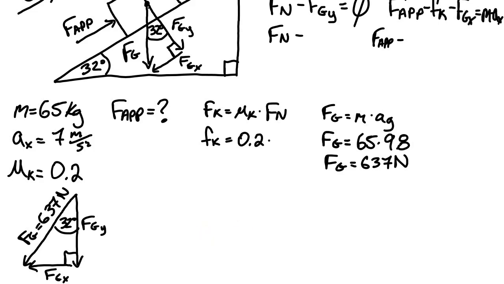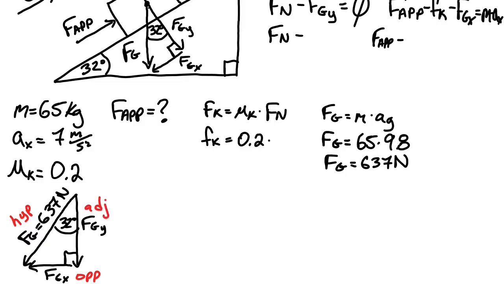Okay, and so we have this one part of the triangle, and we have our angle, so therefore, using trigonometry, we could find out what Fgy is equal to. First thing to do in trigonometry is identify the different parts of the triangle. So, what does the Fg represent? Hopefully you're saying to yourself, that's our hypotenuse. And what about the Fgx? That's our opposite, and Fgy is our adjacent.